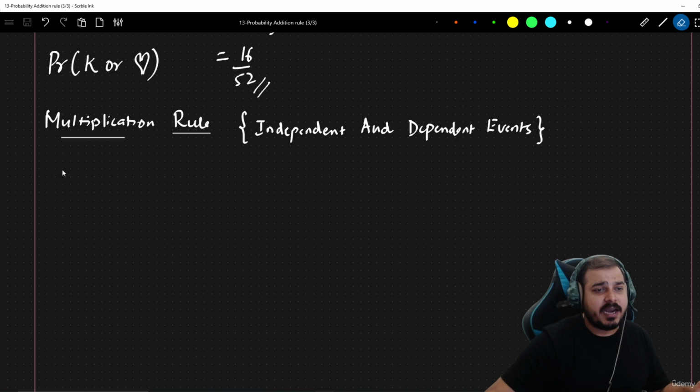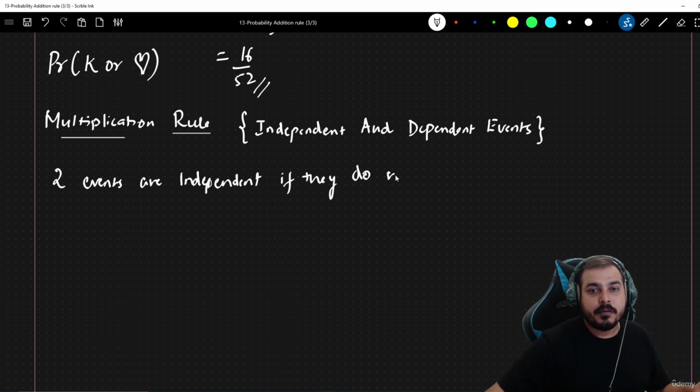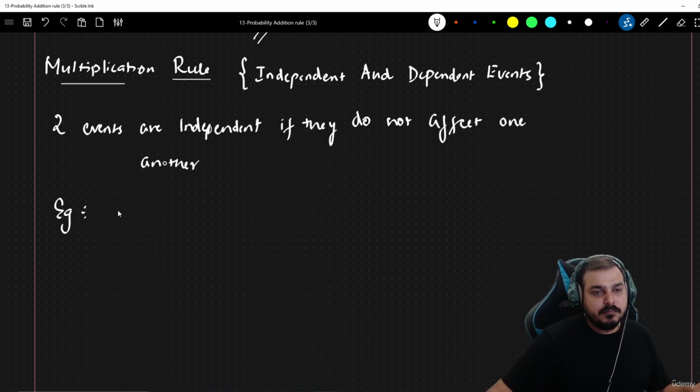So let's first of all understand what independent events are. Two events are independent if they do not affect one another. Okay, now let's take one example. Suppose I take an example of tossing a coin.